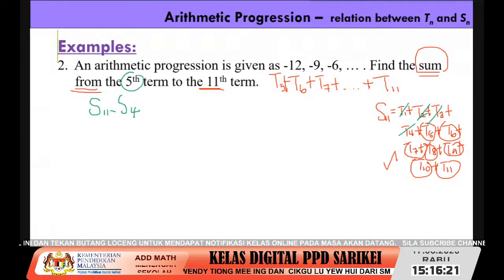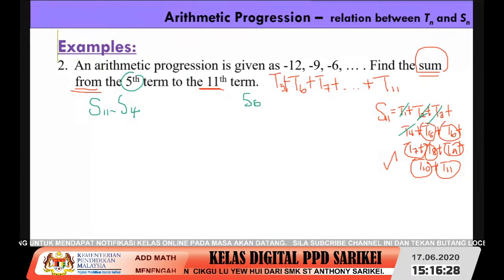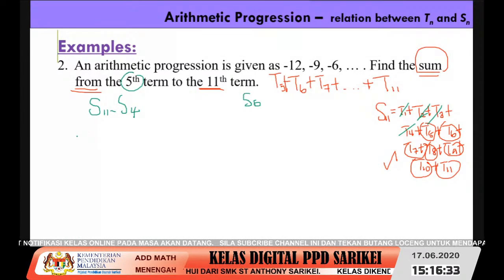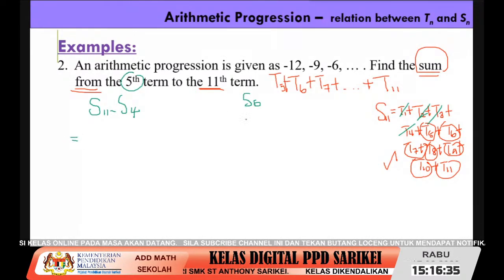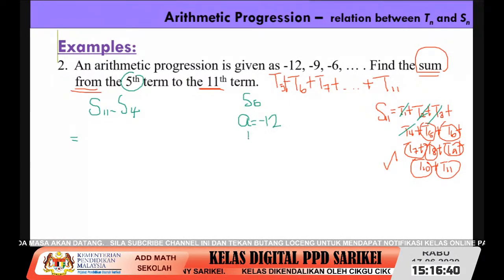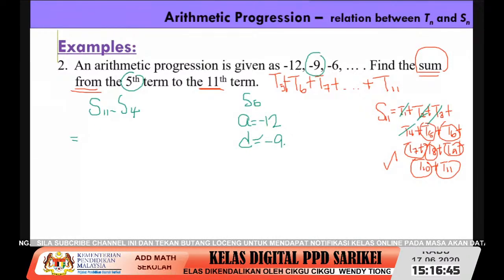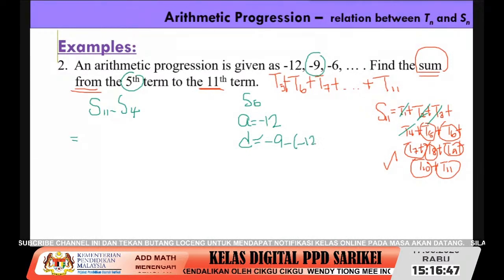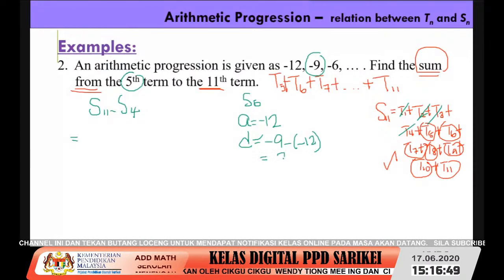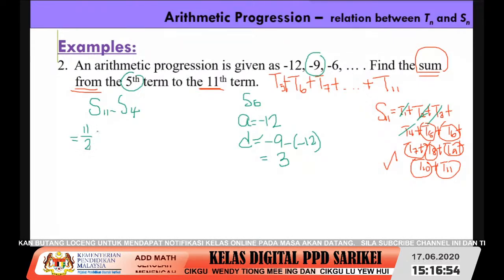Selalunya pelajar tulis S5. No. Kalau S5 pun ditolak, dia maksudnya dia mula dari 6. Bukan mula dari 5. Okay, kalau dia cakap 5, you mesti tulis 4. So we just substitute. So before that, what is our a? a is -12. d is common difference. Cikgu pilihlah -9 minus -12 equal to 3.